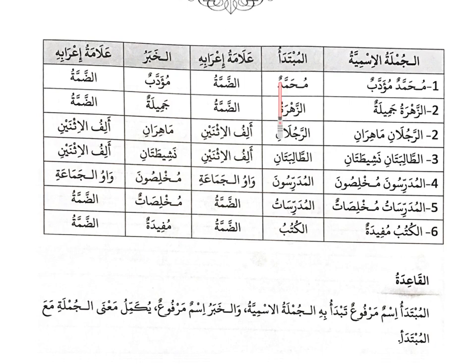In example number 1, we have 2 dhamma, or tanween, Muhammadun. The reason why we have tanween here is because you don't have alif lam, al. But whenever you have alif lam, al, we don't put the tanween. We just put a single dhamma.